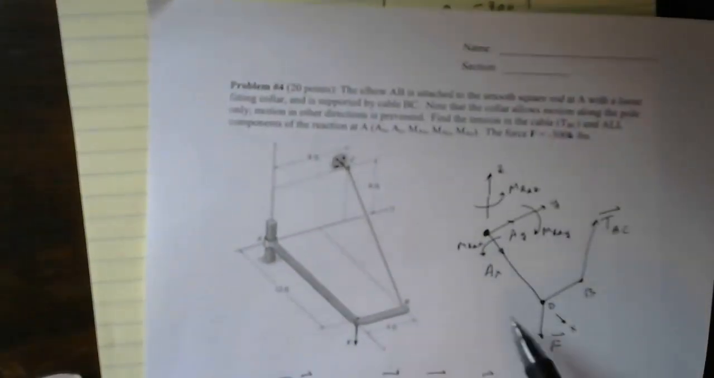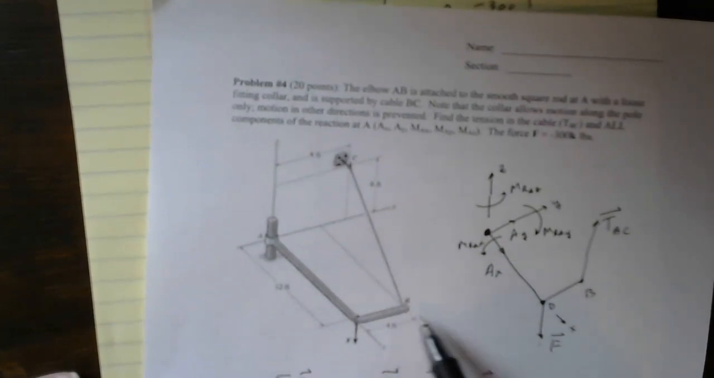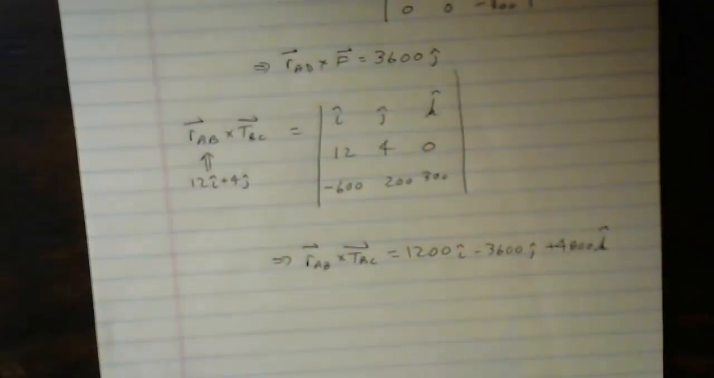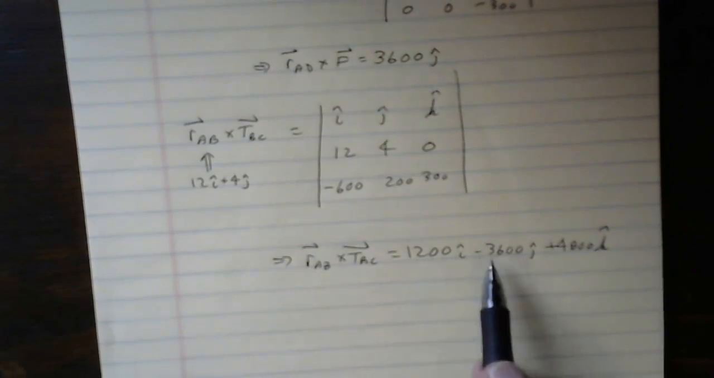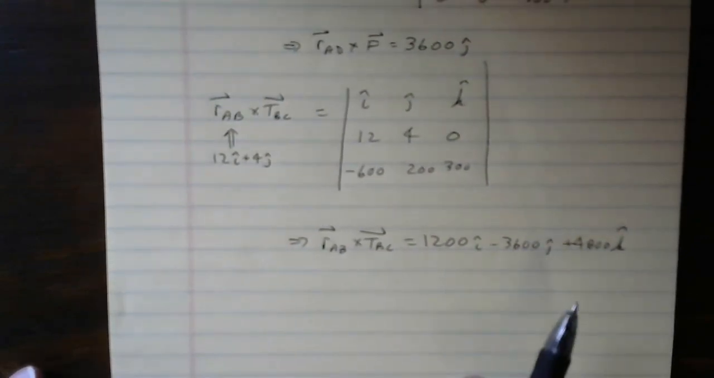And again, it's always good to make sure it makes sense. Looking at T_BC, this cable tension is going to tend to cause a rotation about all three of the axes. And this is what you see here: 1200I, the tendency for rotation about the x-axis, the y-axis, and the z-axis.